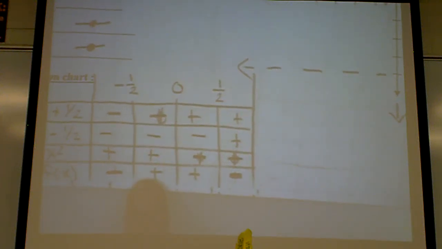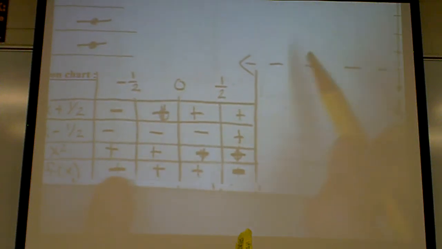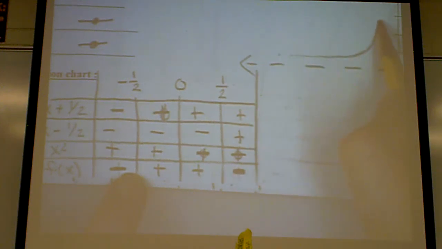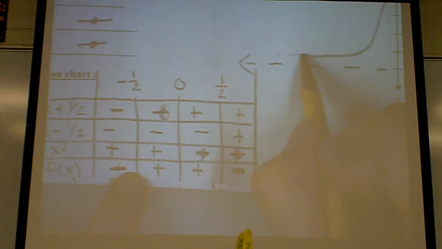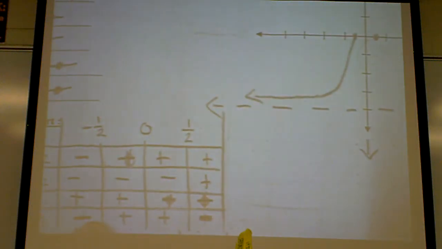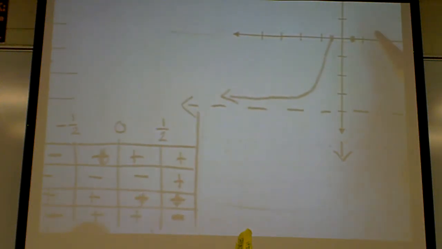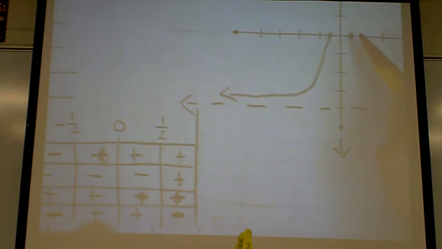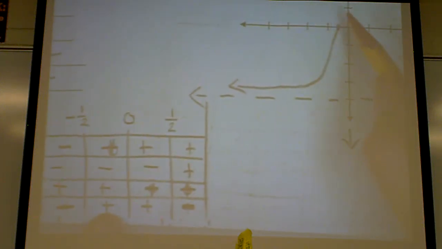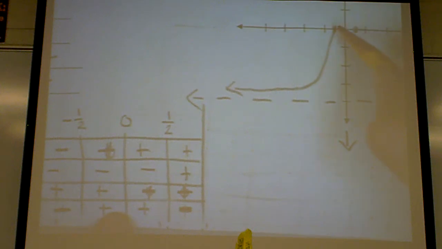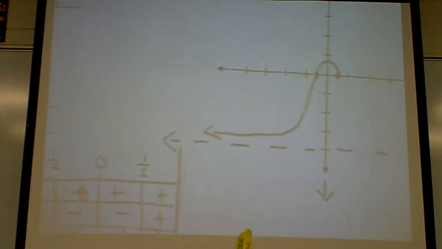Alright. So from here we have negative, like this. Then from negative 1/2 to 0, we have positive. 0 to 1/2, 1/2 is positive, so it's gonna look like this. You can't cross. You just go straight up. There's no line.